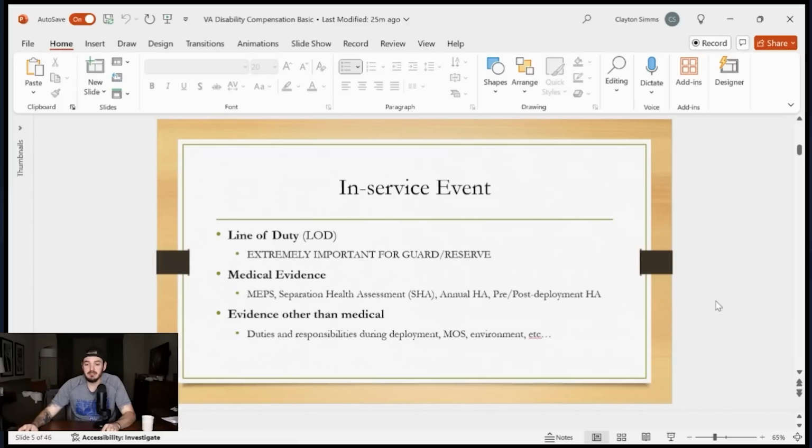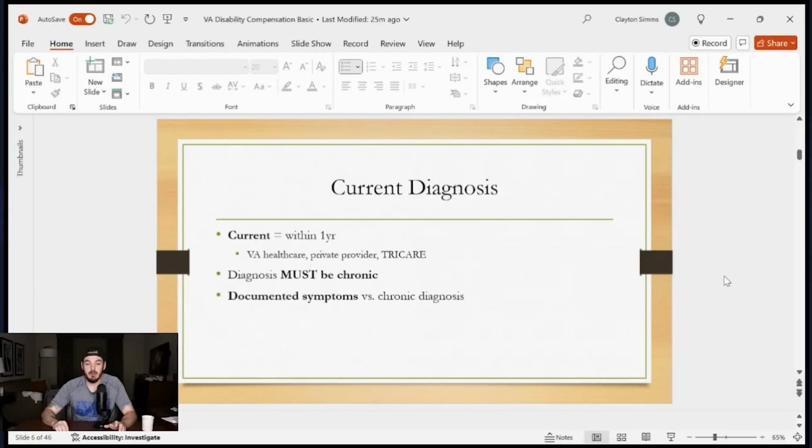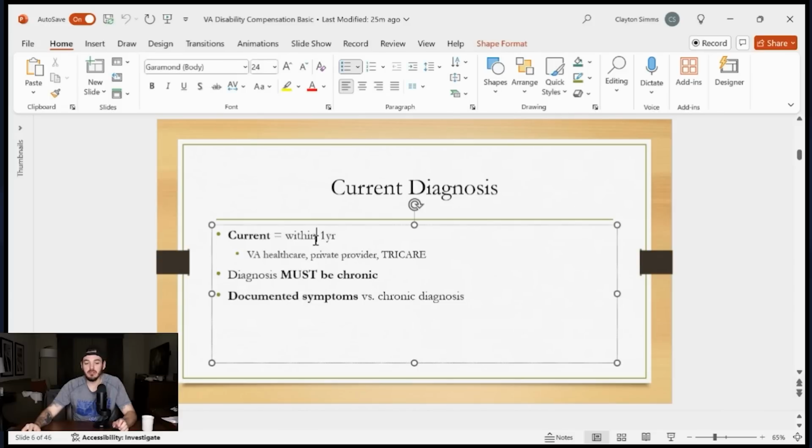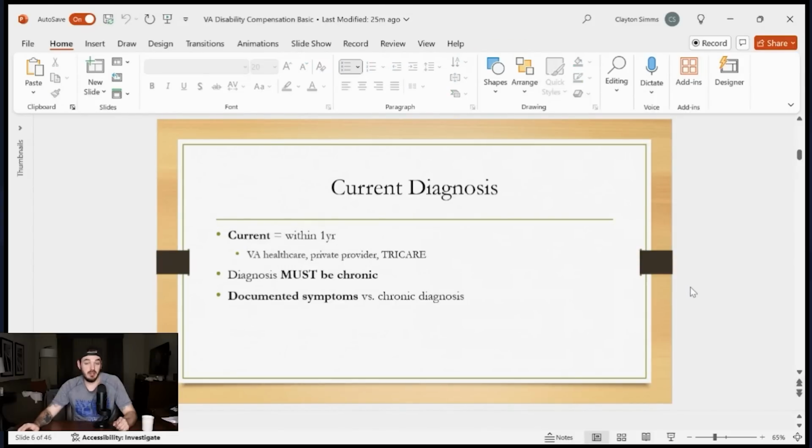So sometimes the evidence is right there in your face. Other times you really have to dig deep and think, hey, what evidence do I have that shows this condition came from service? That is evidence other than medical. Current diagnosis within 1 year. This can be from VA healthcare, your private provider, TRICARE Reserve Select, whatever that looks like for you.